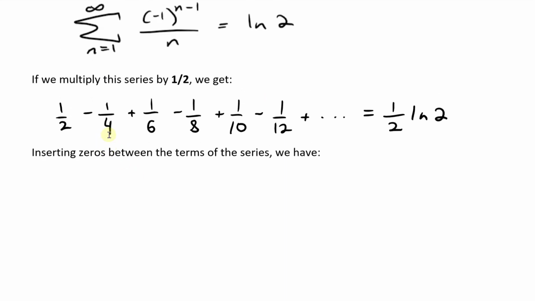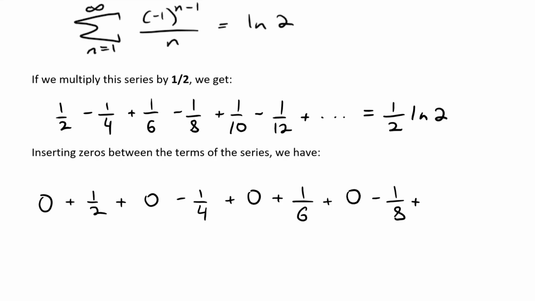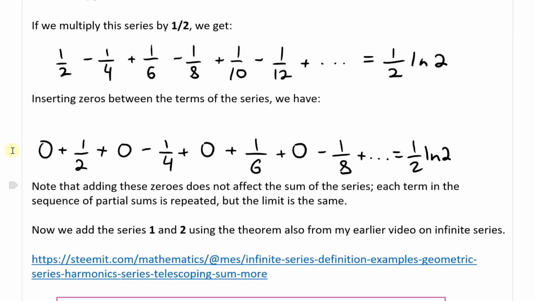Next step: if we insert zeros between the terms of the series, all we're doing is basically shifting, so adding the zeros won't change anything. So 0 plus 1/2 plus 0 minus 1/4, then plus 0, plus 1/6, then plus 0, and minus 1/8, like that. This keeps going on and on, and it equals 1/2 ln 2. The zeros don't change the sum. Note that adding these zeros does not affect the sum of the series; each term in the sequence of partial sums is repeated, but the limit is the same.